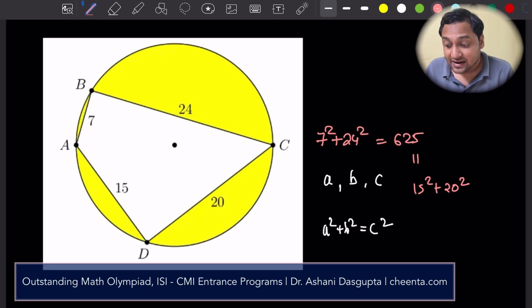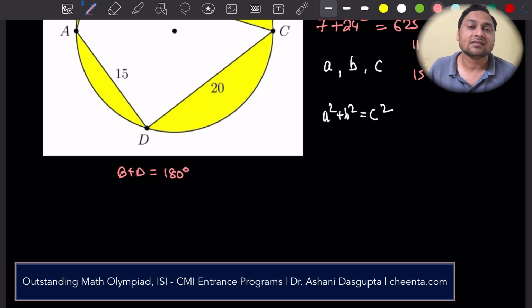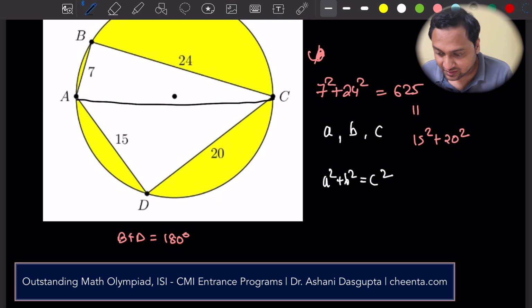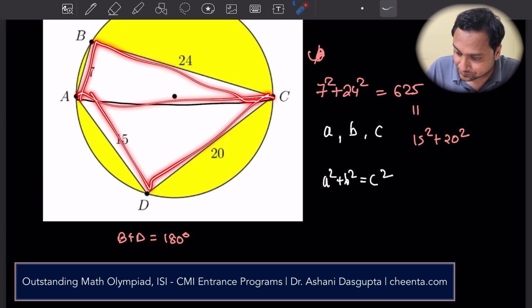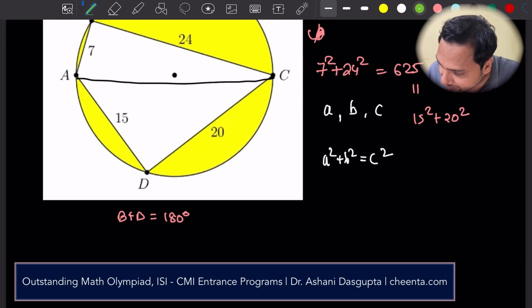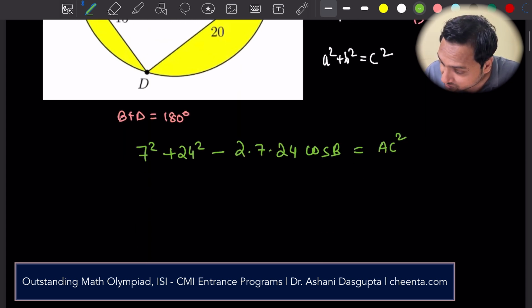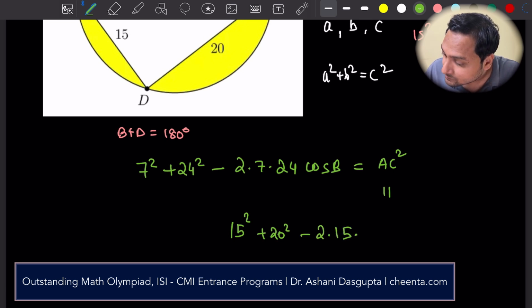So we will use the property of a cyclic quadrilateral that B plus D is 180 degrees. The sum of the opposite angles of a cyclic quadrilateral is 180 degrees. Let's draw this line AC and suppose it doesn't pass through the center. Then we can use the cosine rule in both of these triangles, ABC and ADC. The cosine rule says that 7 square plus 24 square minus 2 times 7 times 24 times cosine B is AC square. But that's also equal to 15 square plus 20 square minus 2 times 15 times 20 times cosine D.